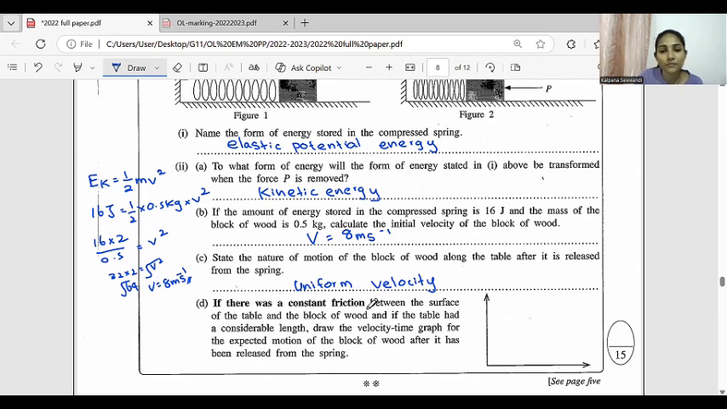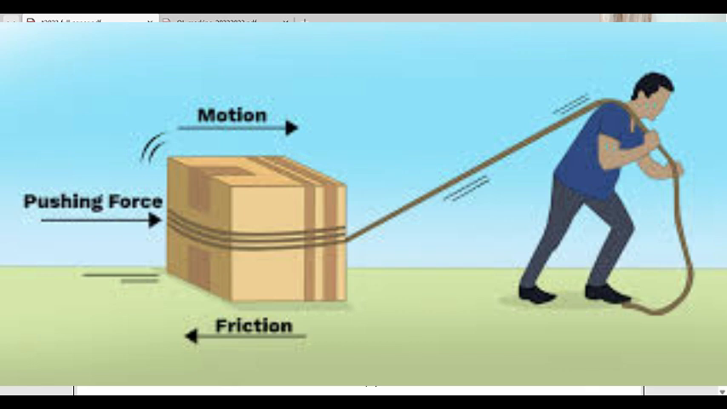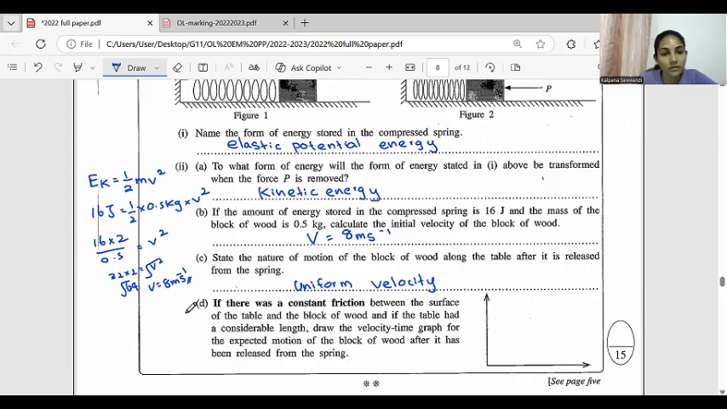If there was a constant friction between the surface of the table and the block of wood, and if the table had considerable length, draw the velocity time graph for the expected motion of the block of wood after it has been released from the spring. So frictional force opposes the motion of the object. That is a resistive force that acts opposite to the motion. So here it is mentioned that friction is constant. Then the velocity should be reduced in a constant manner. So you should get a graph like this.